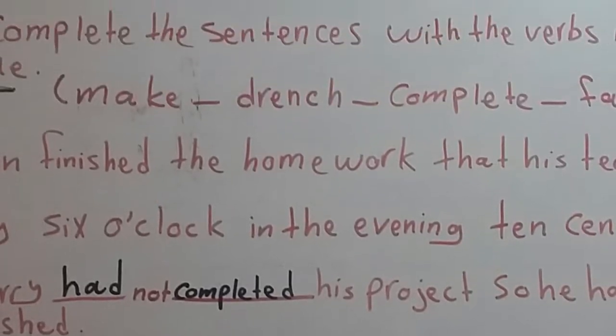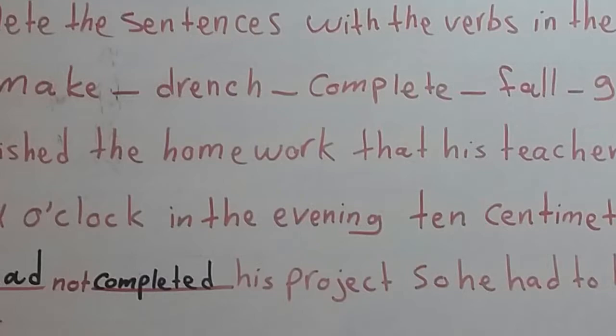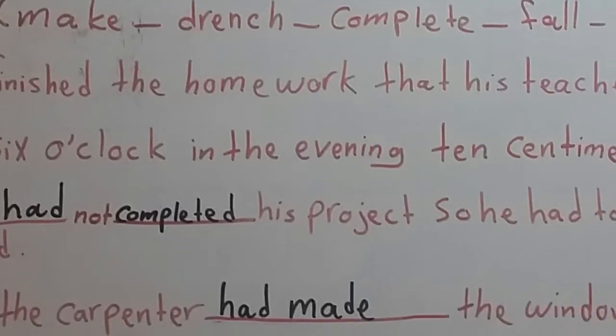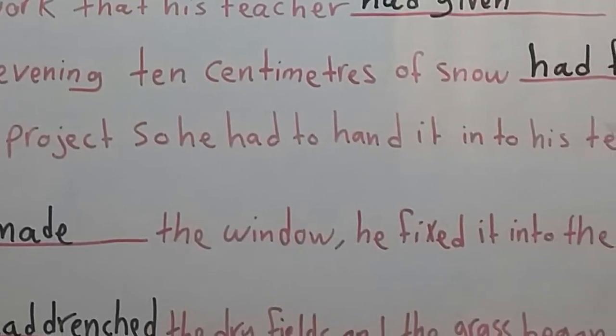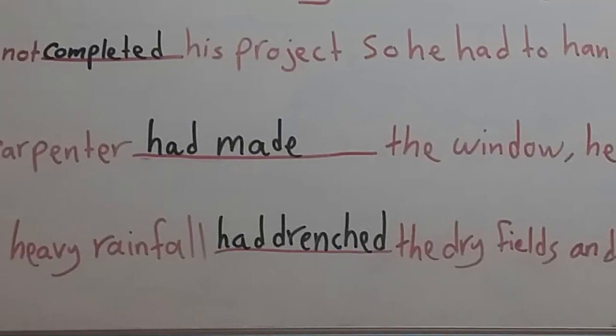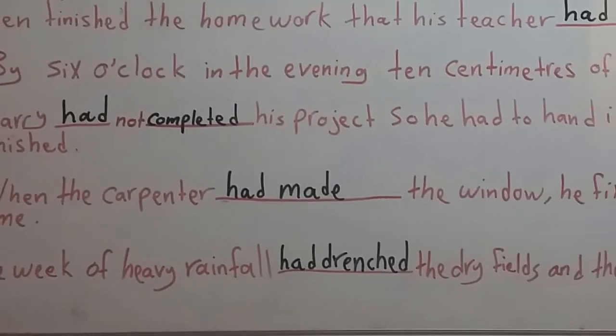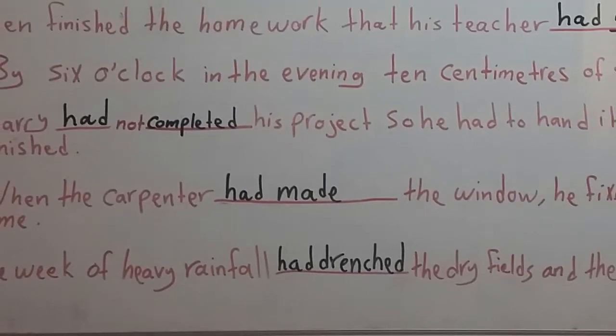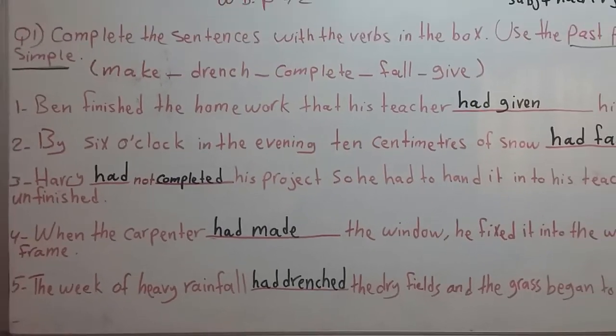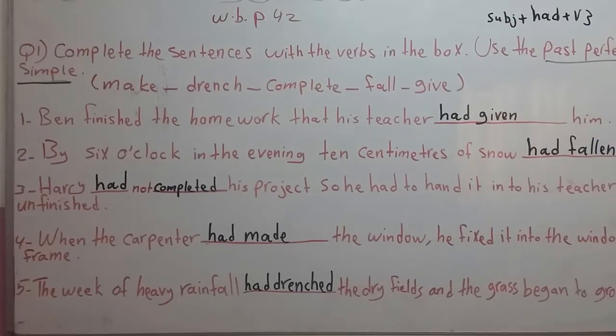The appropriate verb here is complete. It's a regular verb, فعل منتظم, so I have to add ed to it. بس بضيف هون ed لأنه في عندي e. فبحكي completed his project, so he had to hand it into his teacher unfinished. ما كمل المشروع فبعته للمعلم غير مخلص, يعني مش مخلص المشروع.